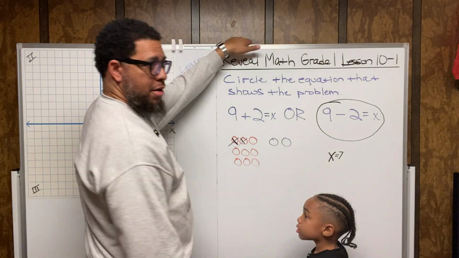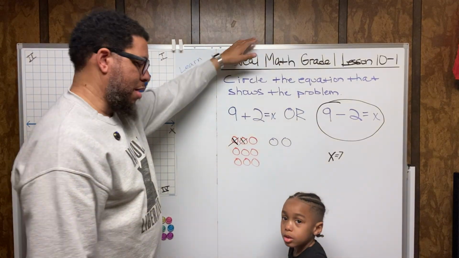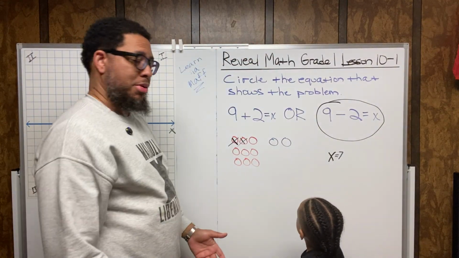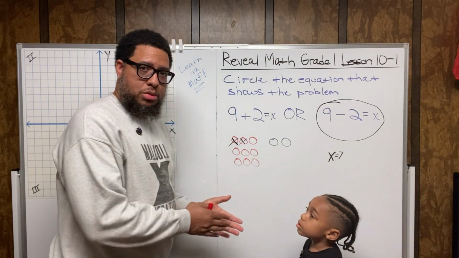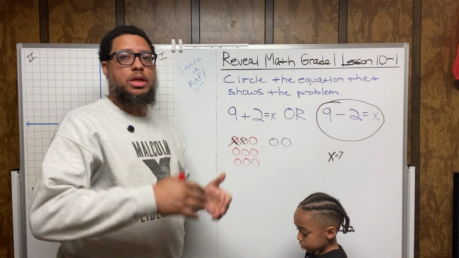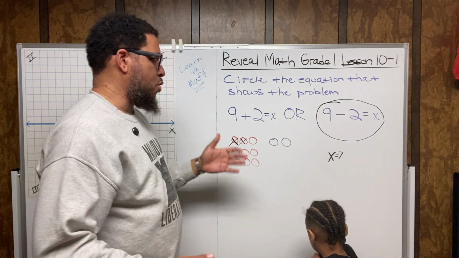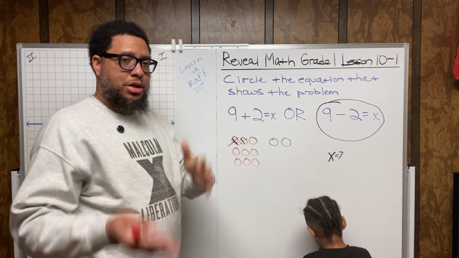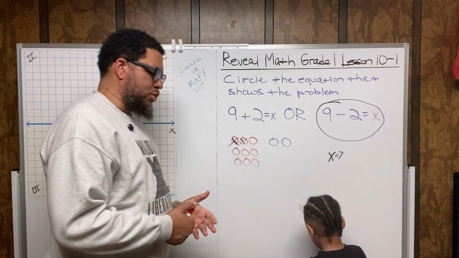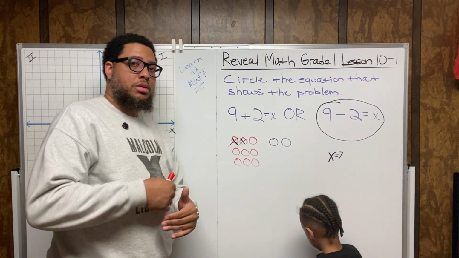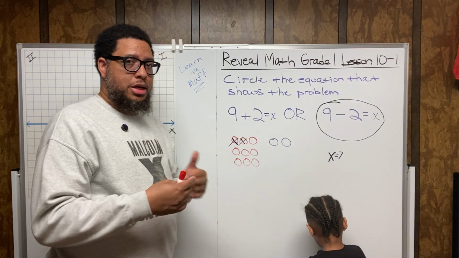Right. And this is a comparison word problem. A comparison word problem. And what are we comparing? We're comparing one amount or one quantity to another amount or another quantity. And we're finding out how many more one group is than the other group. We also do problems where we find out how much fewer one group is than another group.